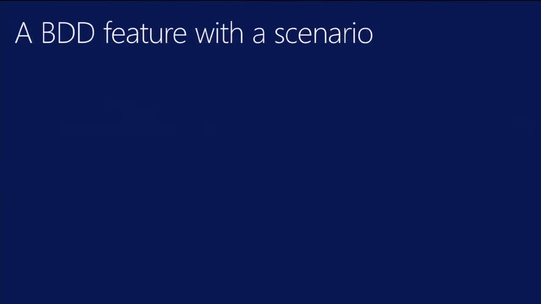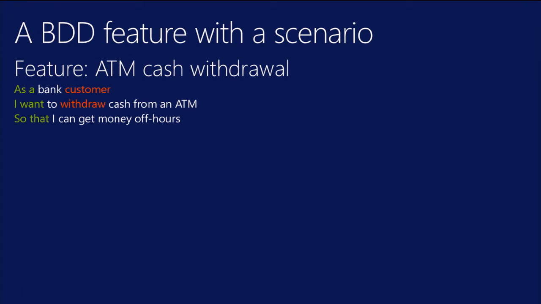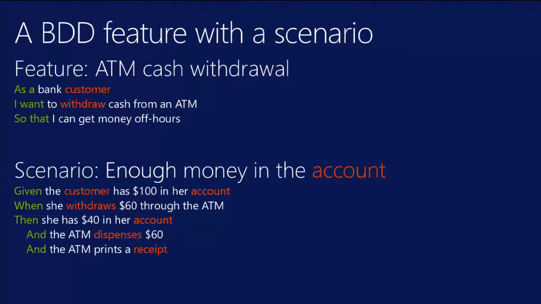So an example. We have quite a classical example. It relates to what I had before about the ATM and withdrawing cash. So as a bank customer, I want to withdraw cash from the ATM so that I can get money off hours. And here we have a role. We have something that the system should be able to, a service the system should be able to provide, and we have a goal. And then we have a scenario. In this case, the scenario that there is enough money in the account. We said that given the customer has $100 and she withdraws $60, then there's $40 left, and so on and so on.